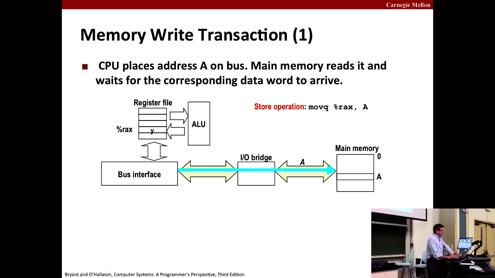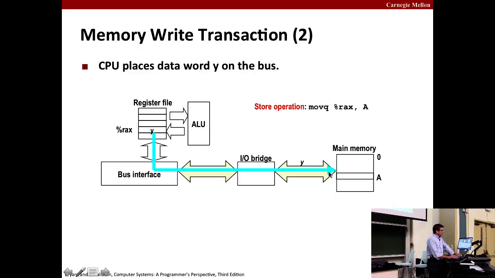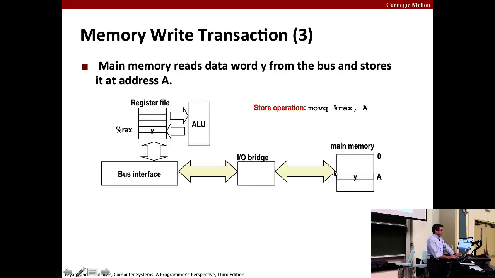Writing is similar. Here we're doing a move instruction, movq from RAX into address A in main memory. The CPU starts as before by placing the address A on the bus. Main memory reads that address and then waits for the data to arrive on the bus. The CPU then places the contents of RAX on the bus, and those contents travel across to main memory, which then reads that word from the bus and stores it at address A.